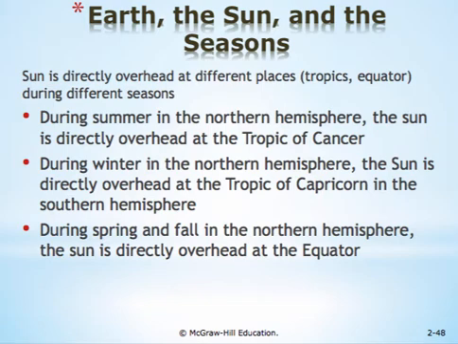The sun is directly overhead at different places, like the tropics and the equator, during different seasons. During summer in the northern hemisphere, the sun is directly overhead at the Tropic of Cancer. During winter in the northern hemisphere, the sun is directly overhead at the Tropic of Capricorn in the southern hemisphere. It's directly overhead in the summer. During the spring and fall, the sun is directly overhead at the equator.